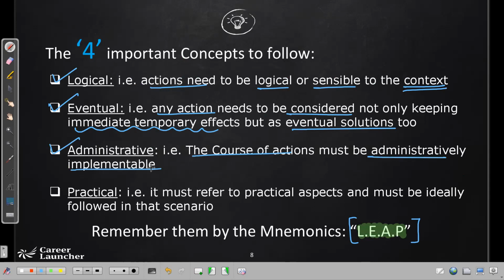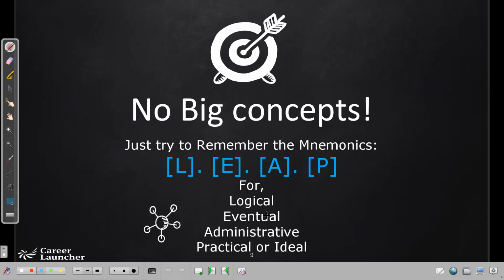Then administratively implementable, the course of action must be administratively implementable. You need to talk about something that is ideal with respect to the administrative policy. Don't go for extreme things like creating a utopian society. In an ideal normal society, what are the things that we can go for? And then obviously practical, it must be practical aspects that should ideally be followed in the scenario. Don't talk about hypothetical things. Having said that, let's get started with the application of it. Just remember the mnemonic as LEAP: logical, eventual, administrative, and practical or ideal.